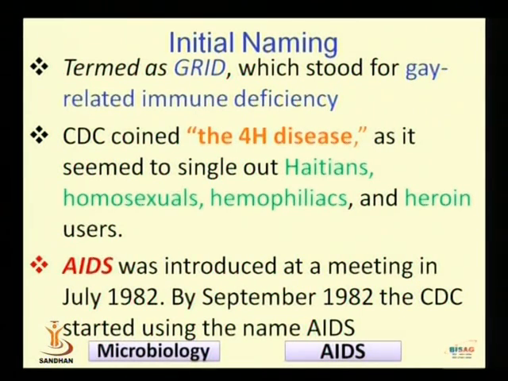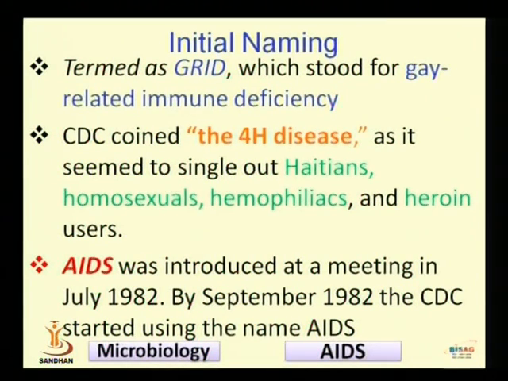The CDC, Center for Disease Control, coined this disease as the 4H disease, because it seemed that it was restricted to Haitians, homosexuals, hemophilics, and heroin users. So the 4H name was given to it.